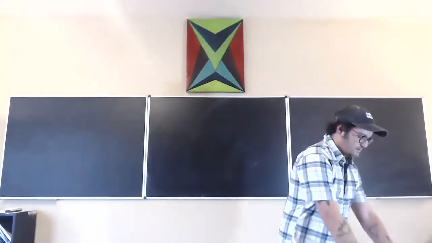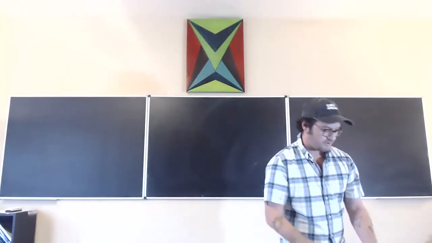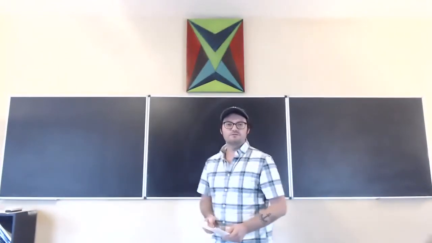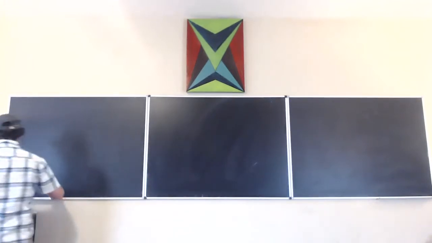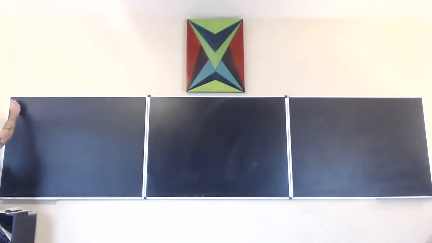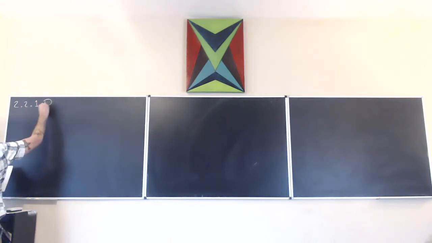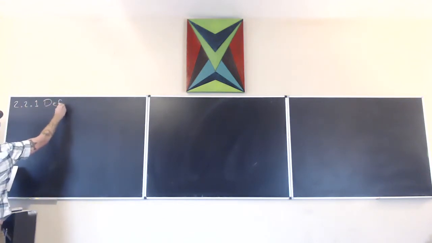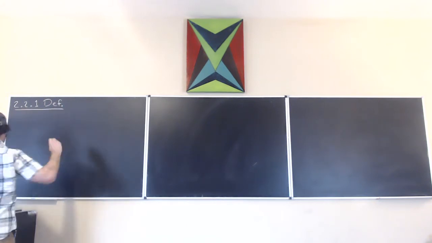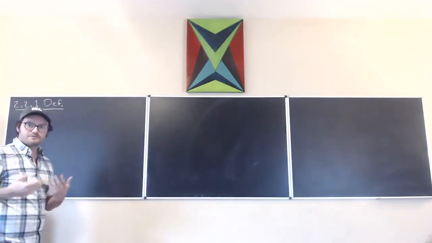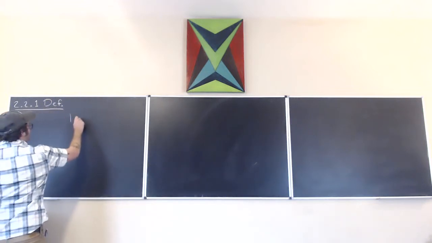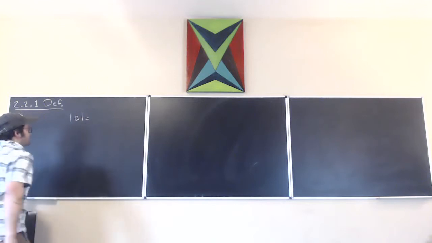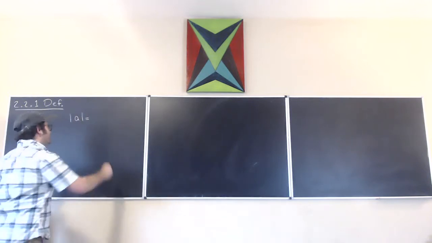Okay, so today we're going to be talking about absolute values and the real number line. So we're going to begin with the following definition, 2.2.1 Definition. And this definition is just the definition of the absolute value. So the absolute value of the real number A is defined as a piecewise function.